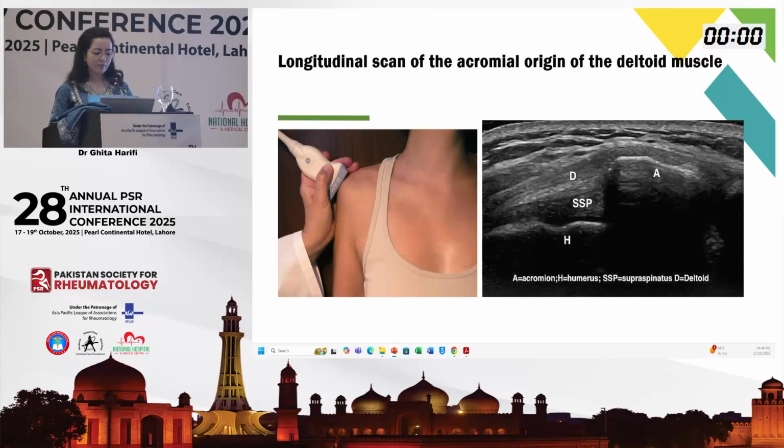Now, to check for an impingement, you have to see the acromial origin of the deltoid muscle. So you'll have to go laterally, recognize the acromion, and then the deltoid's departure from here; the supraspinatus will be just below. So basically, the bony landmarks here will be the acromion, the humerus, and then the deltoid.